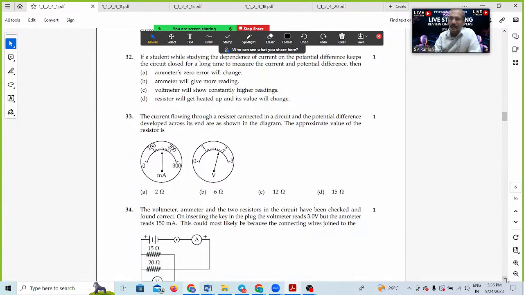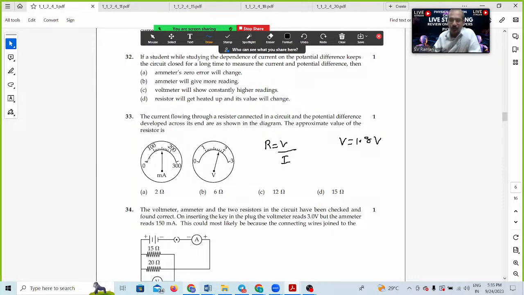The current flowing through the resistor connected in a circuit and the potential difference developed across its ends are shown in a diagram. The approximate value of the resistor is? As you know, according to Ohm's law, R is equal to V by I. Now on the voltmeter, what is the reading? So the V value will be 1.8 volt. That is directly in volts.